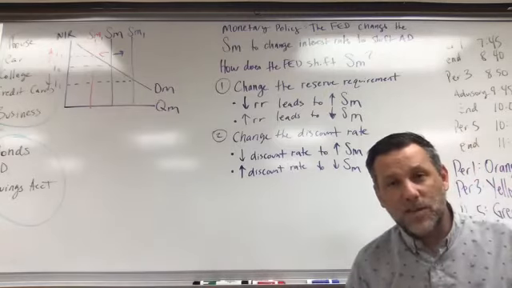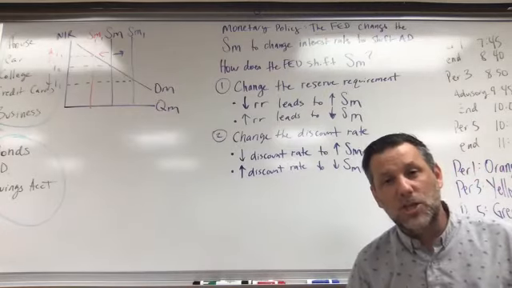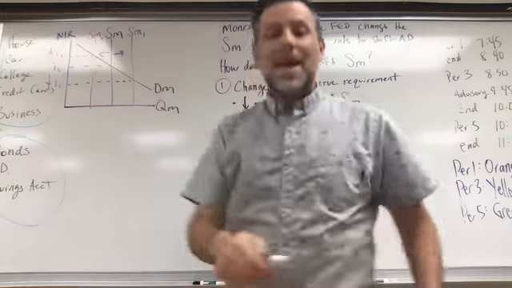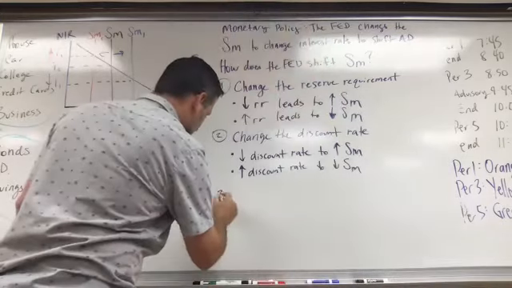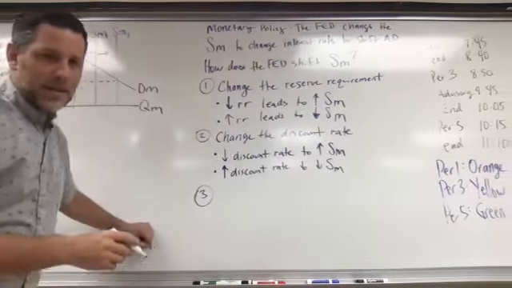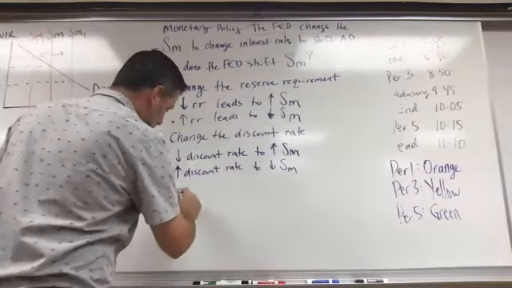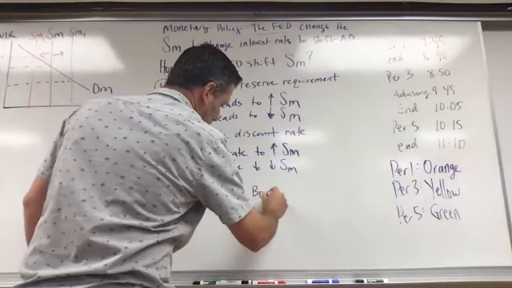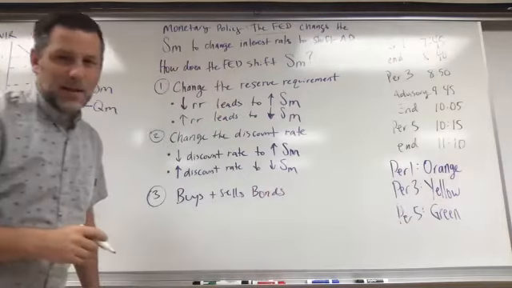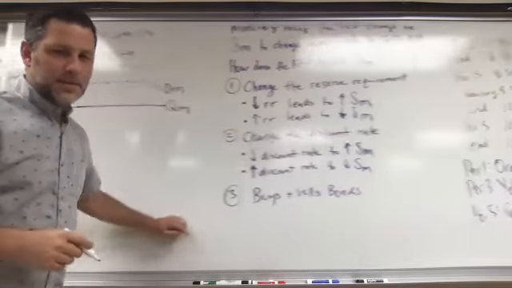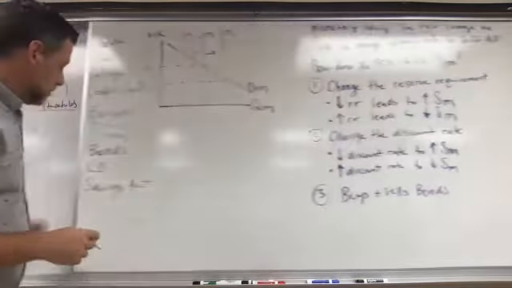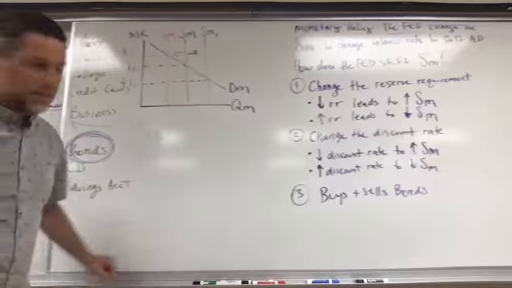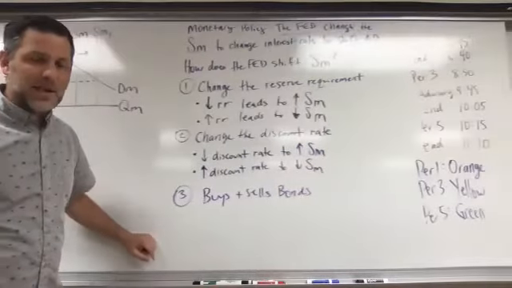So how does the Fed really change the money supply? Well, the answer is that the Fed buys and sells bonds. These bonds right here are the key to monetary policy. So the Fed buys and sells bonds.